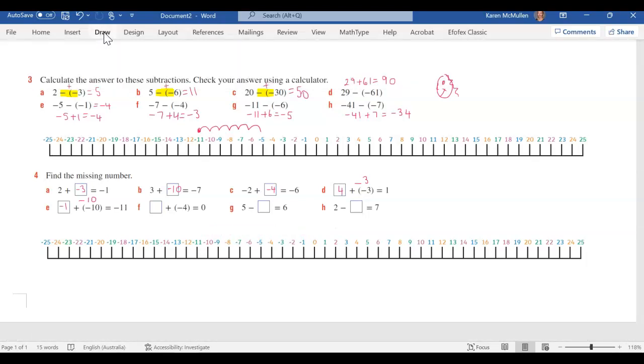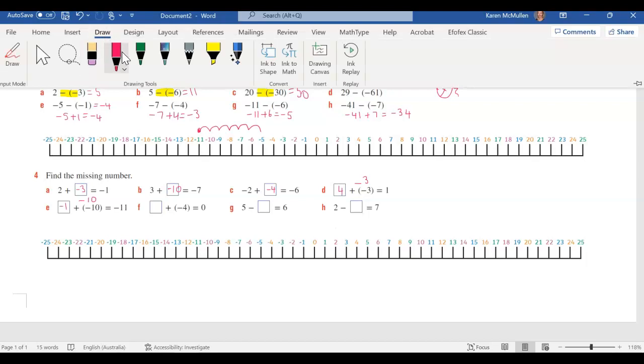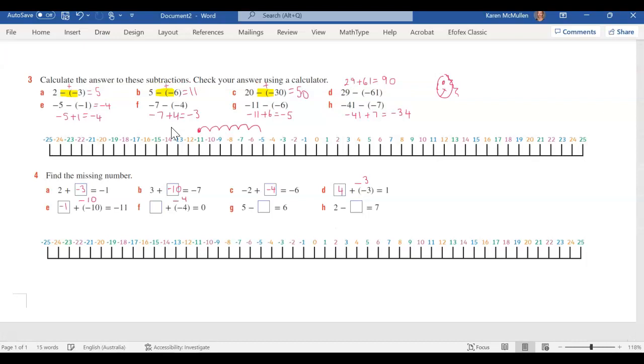All right, question F. What number do I subtract 4 from to get 0? Well, that's an easy one, 4. Question G. 5 minus something gives you 6.